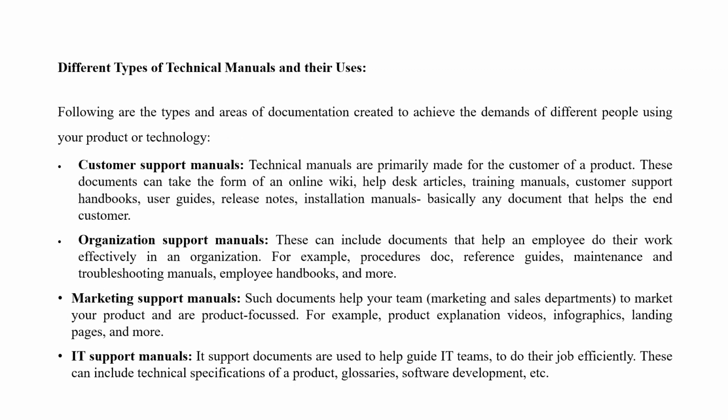Different types of technical manuals and their uses. Following are the types and the areas of documentation created to achieve the demands of different people using your product or technology. Customer support manuals. Technical manuals are primarily made for the customers of a product. These documents can take the form of online wiki, help desk articles, training manuals, customer support handbooks, user guides, release notes, installation manuals, basically any document that helps the end customer.